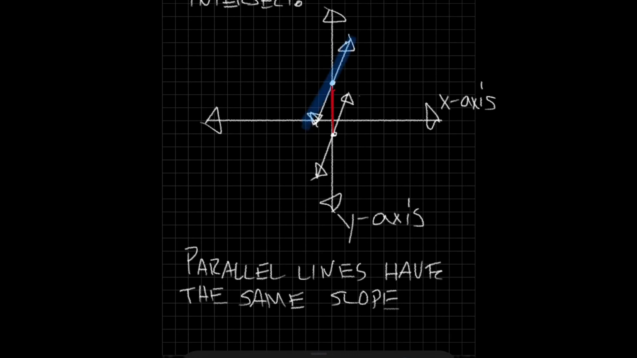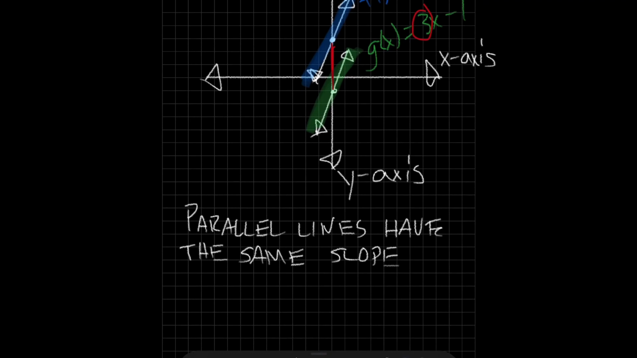So you can see for this line I'm highlighting in blue, the equation of that line is f of x is equal to 3x plus 3, and this line that I'm highlighting in green, the equation of that line is g of x is equal to 3x minus 1. And so here we have a slope of 3. They have the same slope, and that's what ensures that they are going to be parallel. Parallel lines have the same slope, but they have different y-intercepts.